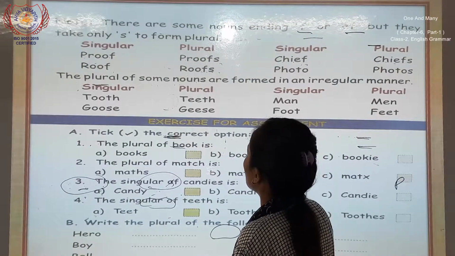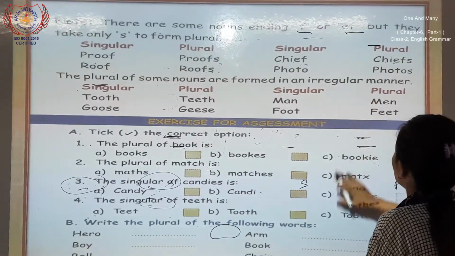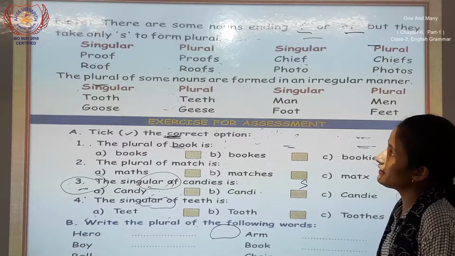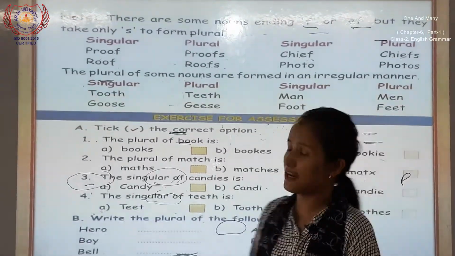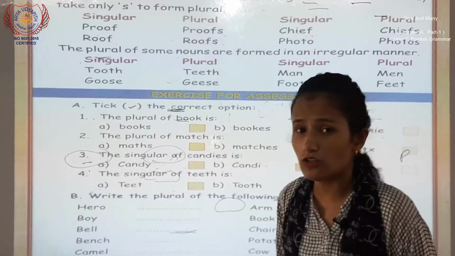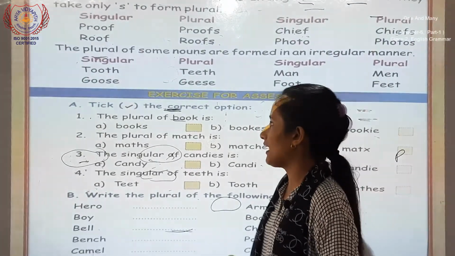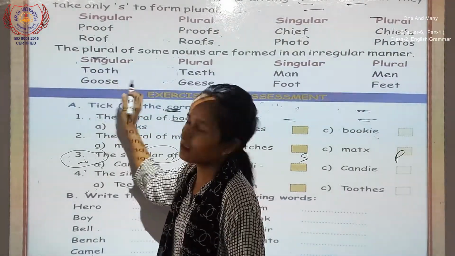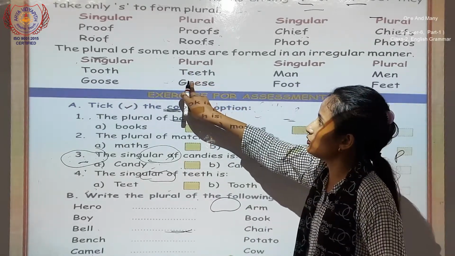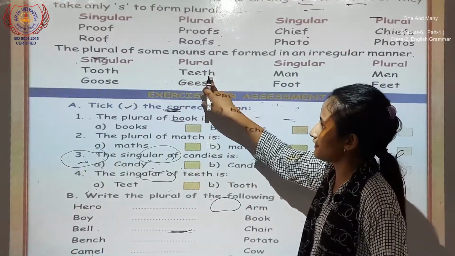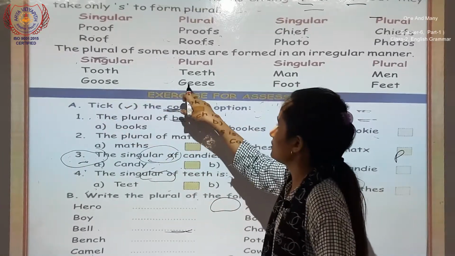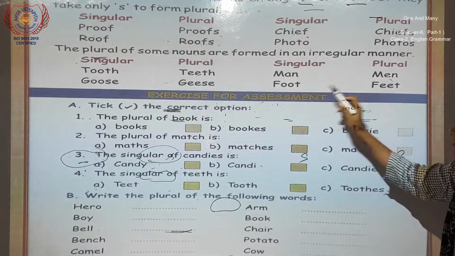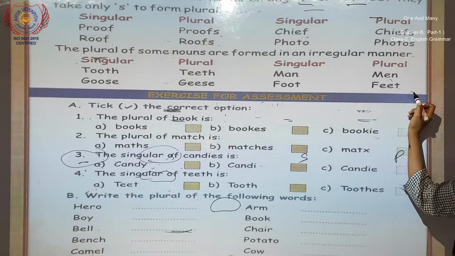Next, the plural of some nouns are formed in an irregular manner. कोई word होता है plural word में, so वो irregular form में होता है, irregular manner में. So we have to write in singular word TOOTH, tooth. So in plural what we have to do, irregular manner, TEETH, teeth. GOOSE, goose, GEESE, geese. MAN, man, MEN, men. FOOT, foot, FEET, feet, like this.